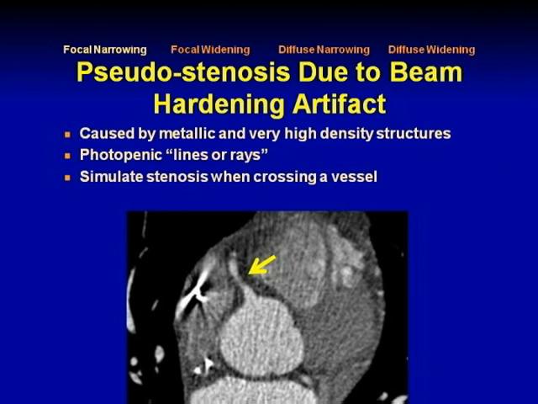Beam hardening artifact, when you're looking on the axial images, could look like a non-calcified plaque. Usually that is easy to identify because it has a typical look. You can find the metallic structure and it has the linear photopenic rays.